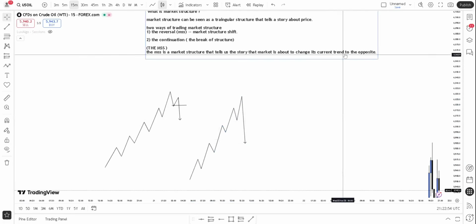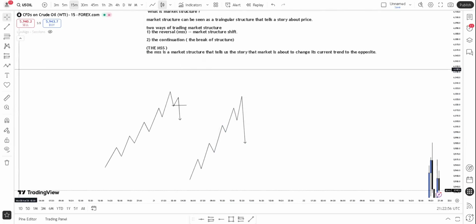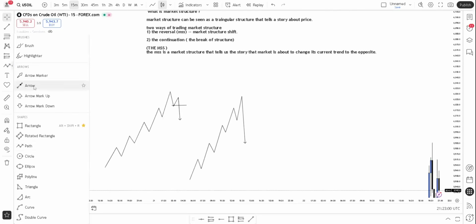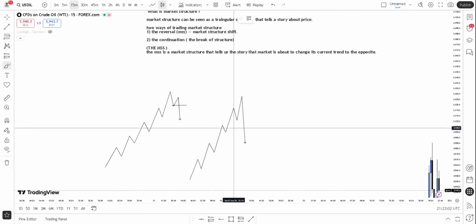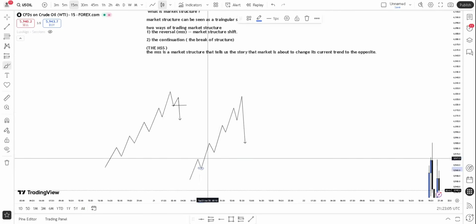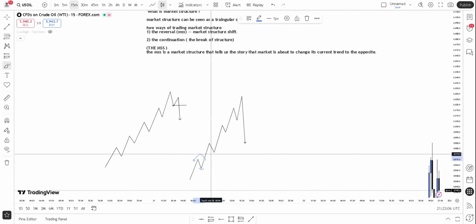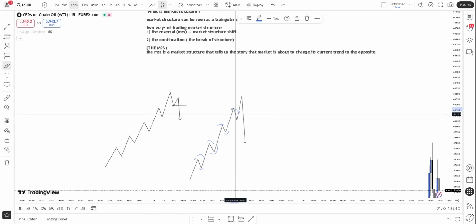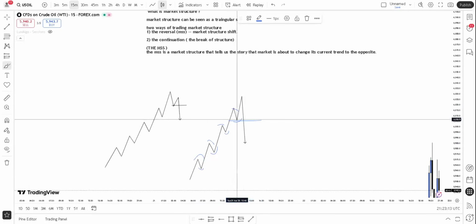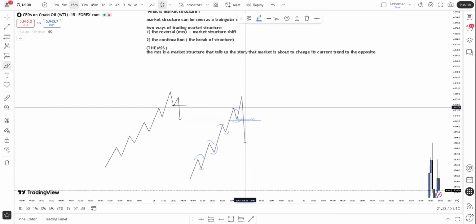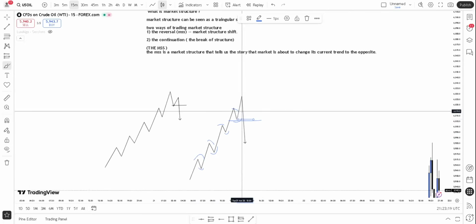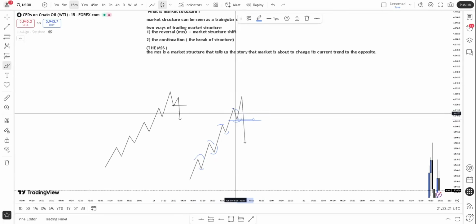We also have a market structure shift that looks like this. What happened in this sense? Market was giving what? A series of higher highs, higher lows, higher highs, higher lows. Then what happened all of a sudden? Market failed to give you what? A break. Market failed to give you a what?